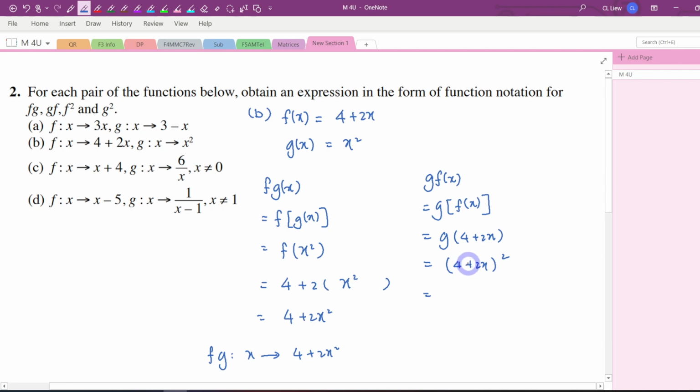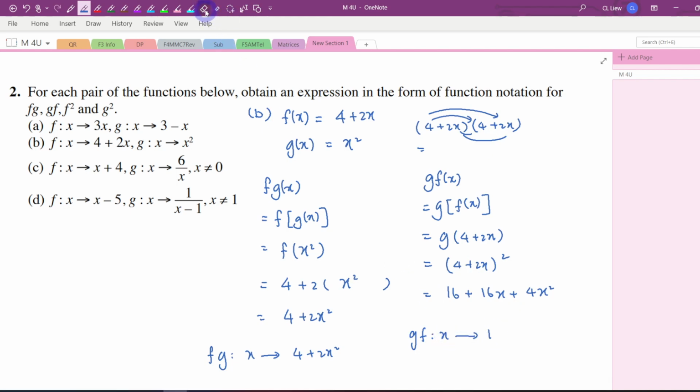Just use the formula to help you do the expansion, which is equal to 16 plus 16x plus 4x squared. If you forget the formula, you can do it this way: 4 plus 2x times 4 plus 2x, and then just expand it term by term. You will still get exactly the same answer. So this composite function maps x to 4x squared plus 16x plus 16. Let me rearrange the terms to make it nicer.